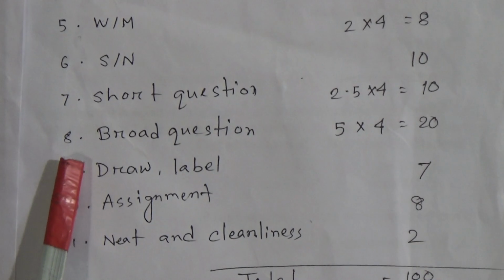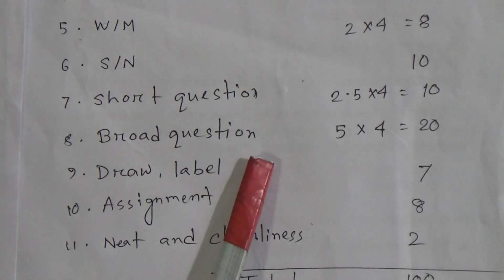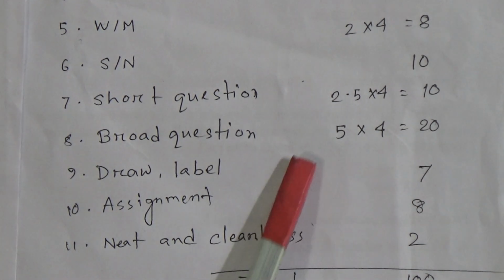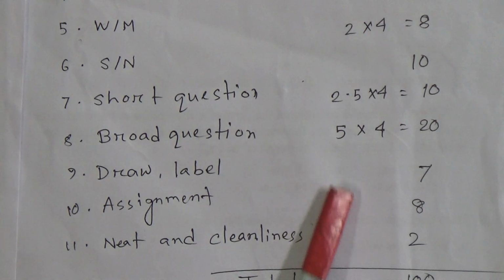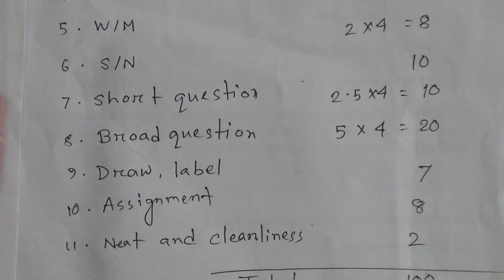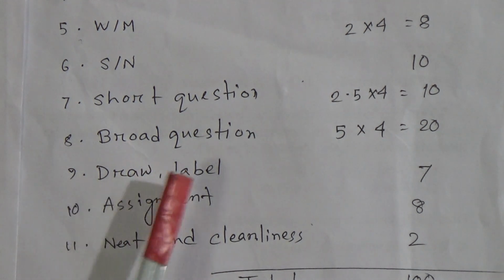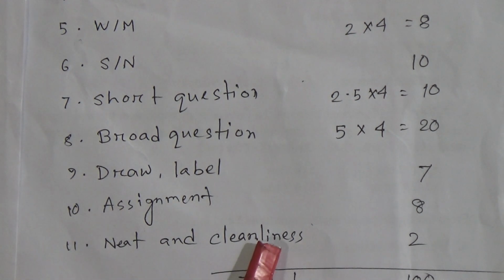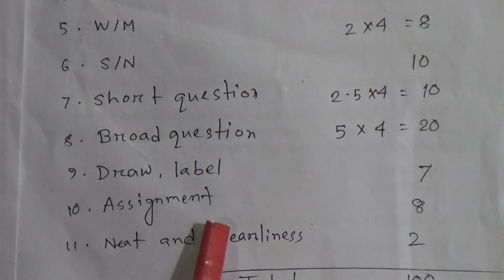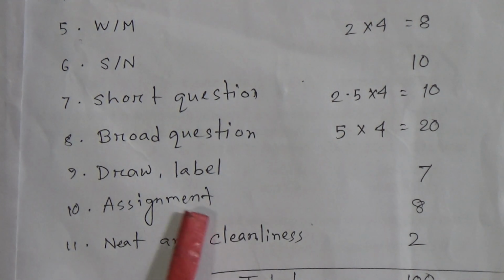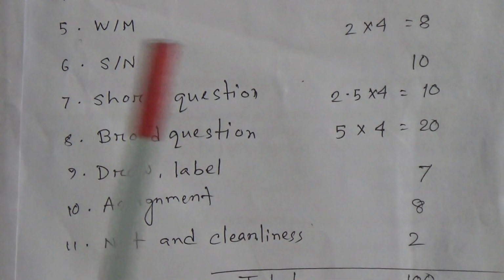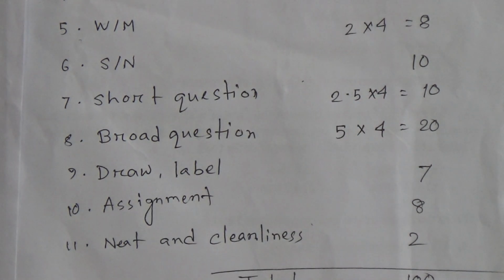Then the next number is 8, broad question answer. You have to answer 4 broad questions, and each carries 5 marks, so the total marks will be 20. Then number 9, draw, label and color the picture, and the marks will be 7. Then assignment, I think all of you have submitted this assignment, and it will be 8 marks. Number 11, neat and cleanliness, this is 2 marks. So the total marks will be 100.